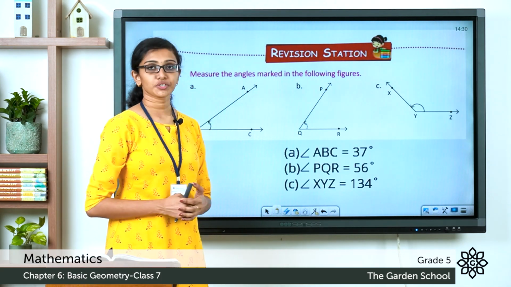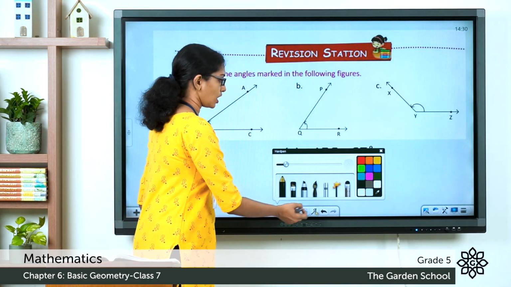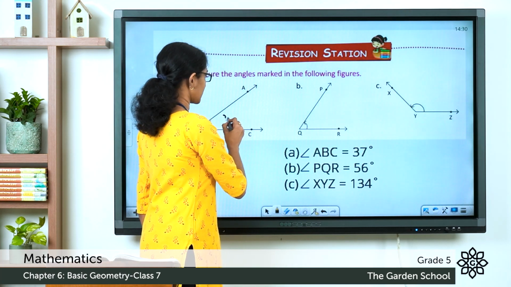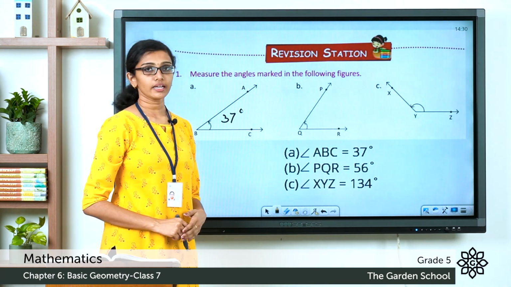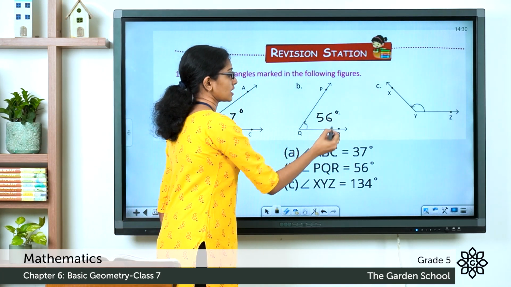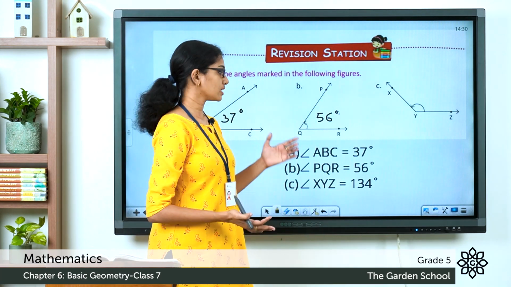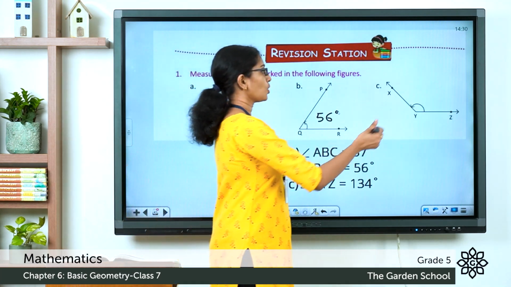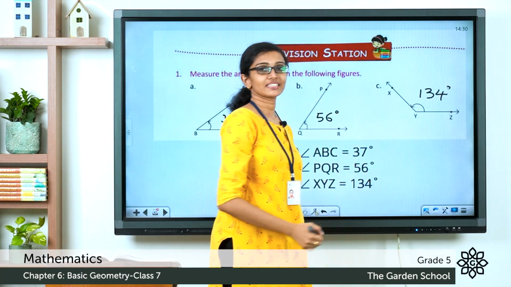Now, let's see the measurements. The first angle, angle ABC, measures an angle of 37 degrees. And the second one, angle PQR, measures an angle of 56 degrees. And the third one, angle XYZ. It is an obtuse angle and it measures an angle of 134 degrees. I hope you got all the answers correct.